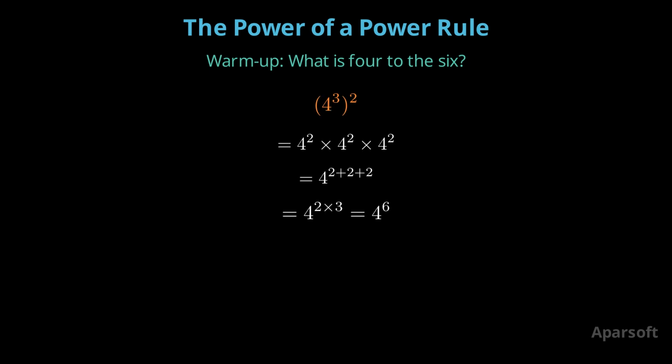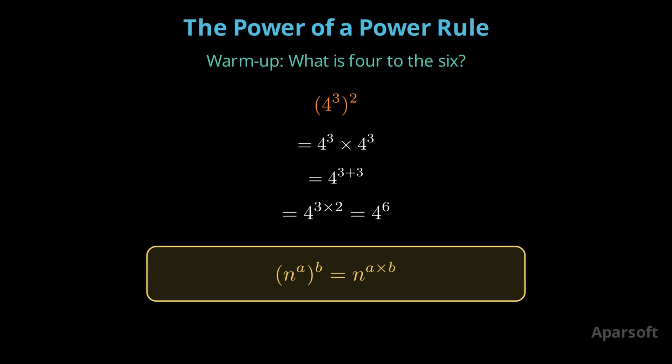We could also group it as 4 cubed squared. 4 cubed times 4 cubed. 3 plus 3 equals 3 times 2, which is again 6. So 4 cubed squared also equals 4 to the 6. Two different ways to write the same thing. Here is the key rule that makes it all work. n to the a raised to the b equals n to the a times b. This is the power of a power rule.